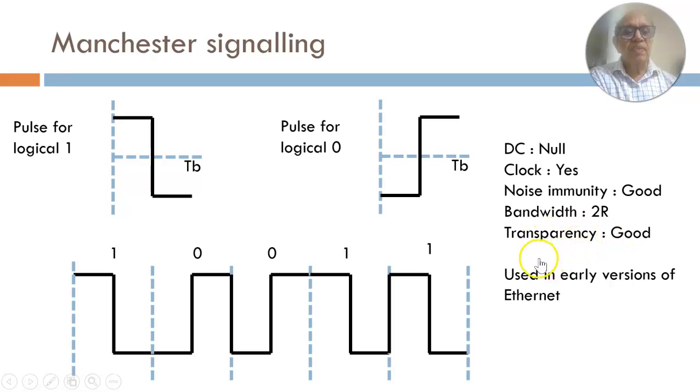Transparency is again good. And Manchester signaling, because of these properties, although the bandwidth requirement is somewhat higher, the noise immunity is good, clock can be extracted, and low frequency DC is null. Because of these, Manchester signaling was often used in the early versions of Ethernet. So in this session, we have studied 2 more parameters on the basis of which the signaling methods can be compared, and we have also described what Manchester signaling is and mentioned that this was used in the early versions of Ethernet. And that's all in this session.